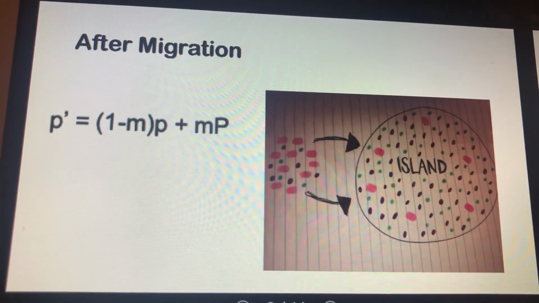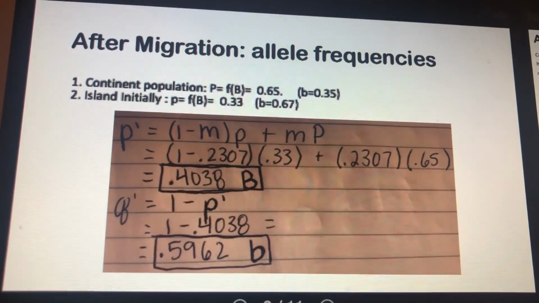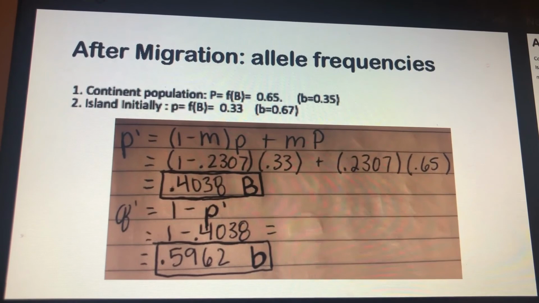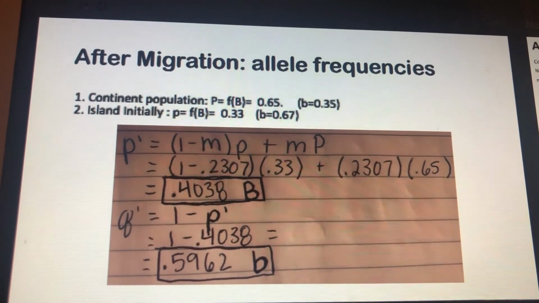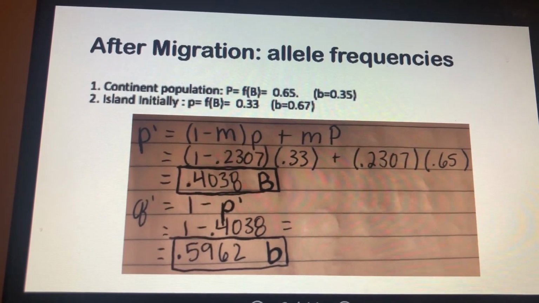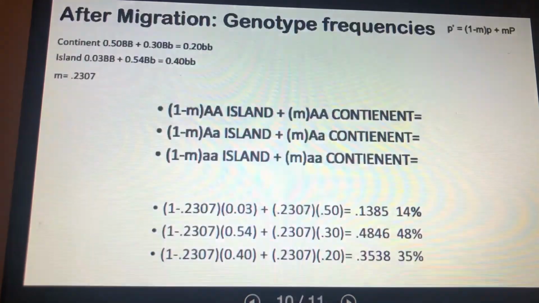So after migration, this is the equation we're going to use for the allele frequencies of the continent population. The continent population is going to bring over its big B alleles and change that frequency on the island. There will be a lot more pink on the island, and we can see that it started out with 65% big B and 35% little b on the continent, and 33% big B and 67% little b on the island. These calculations give us the frequency of the big B and the little b alleles on the island, and now there are 40% big B and 59% little b.